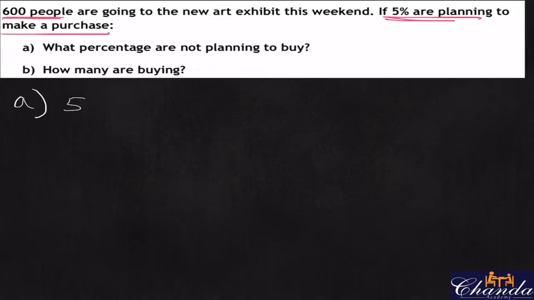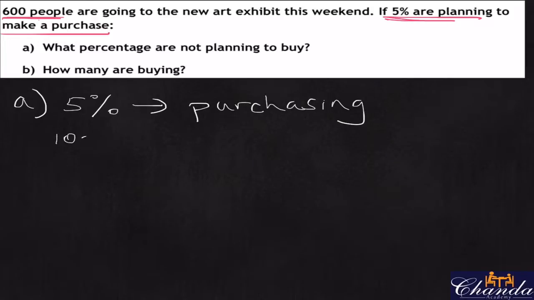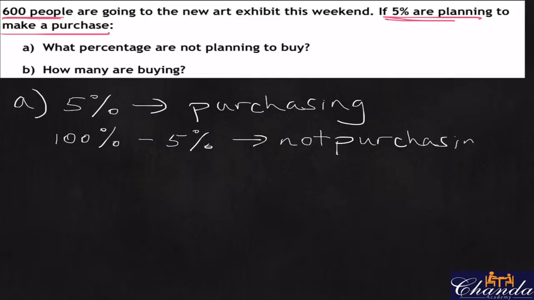Now, if 5% are purchasing, just like we did in the earlier question, 100% minus the 5% is not purchasing, which is simply 100 minus 5, which gives us 95%. So 95% are not planning to buy.